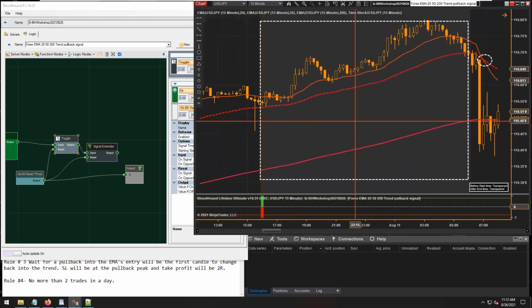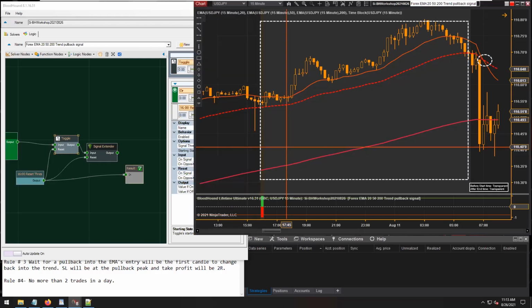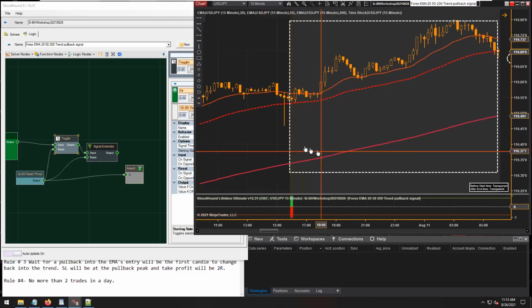If I go back here, here was a perfect overnight session with no crossovers, which is what we're trying to identify. And so we have to reset our toggle node to turn it back on. That starting state for the toggle node needs to be on. And then if there's any crossovers, that toggle node gets turned off.